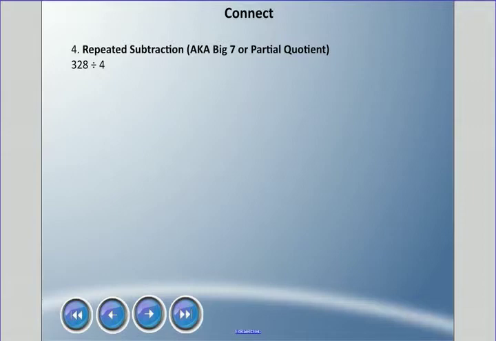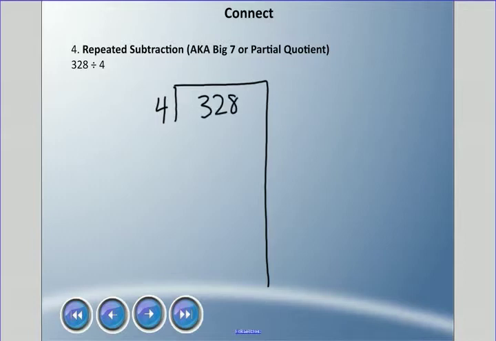So to do this one, it's going to look similar to the setup of long and short division. So 328 divided by 4, but you kind of make this kind of 7. That's why it's sometimes called the big 7. And so I'm going to put 328 inside.